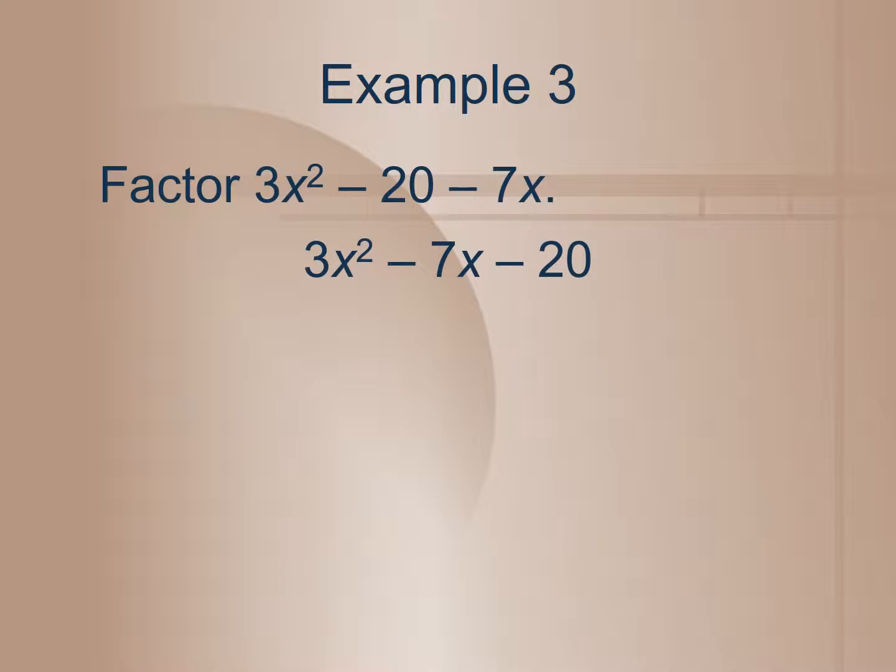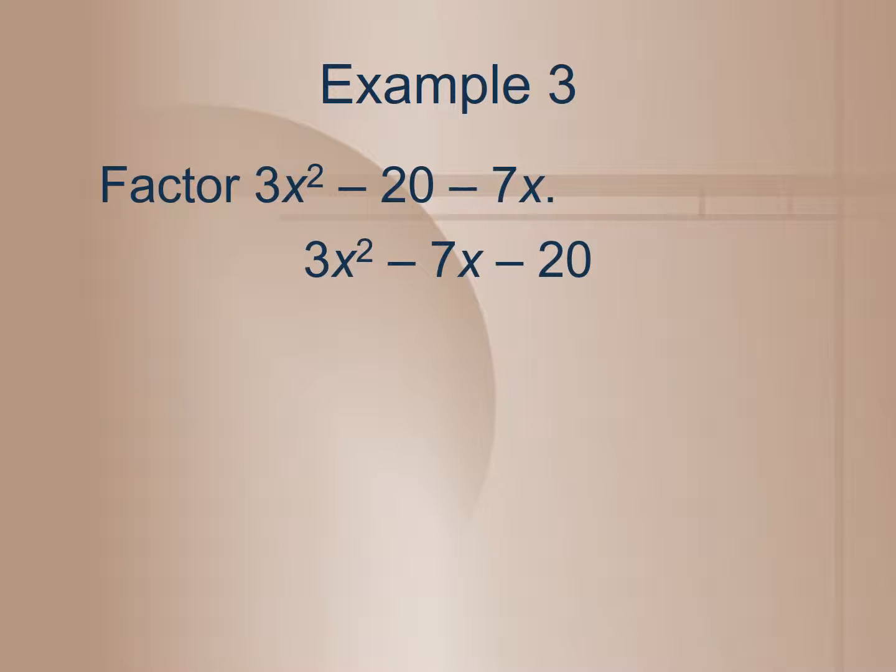Let's look at example 3. In example 3, we need to factor 3x squared minus 20 minus 7x. Notice that this trinomial is not in descending order. So we need to rearrange those terms so that our b term is in the middle with our c term at the end, right? Because remember, the constant should be at the end.